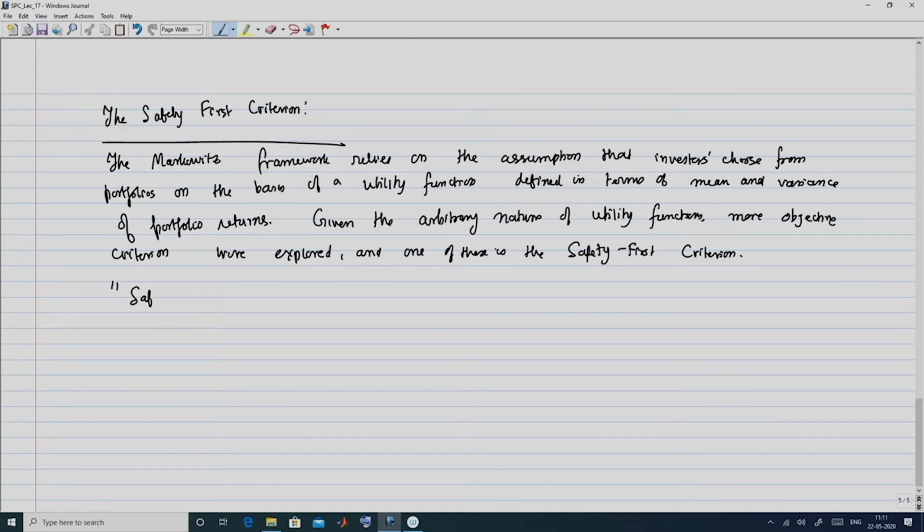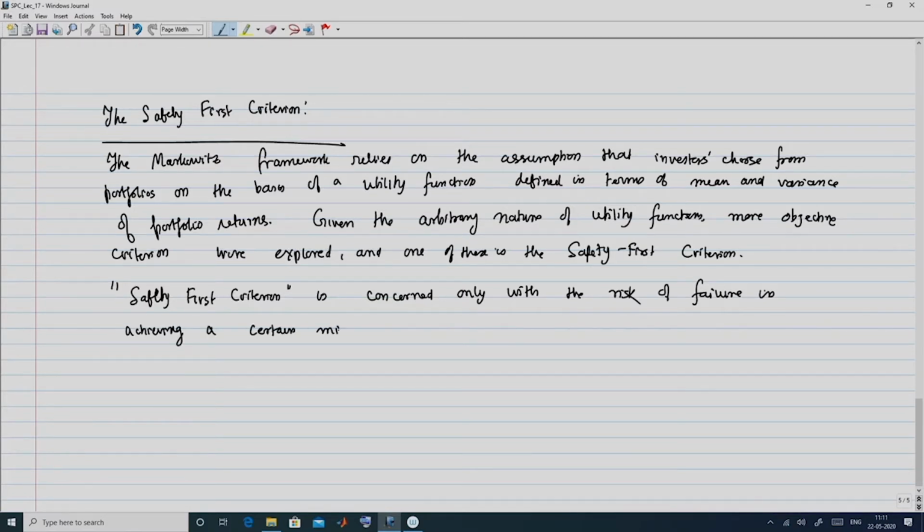Okay, so this safety first criteria is driven by the motivation that we are only concerned with the risk of failure in achieving a certain minimum target return, or the failure to meet some pre-specified safety margins.